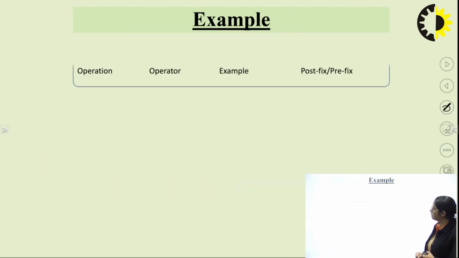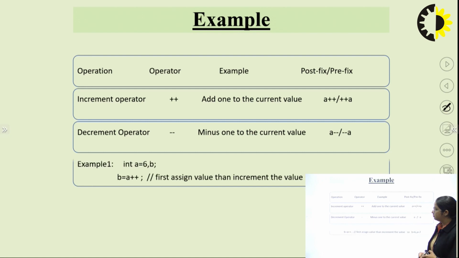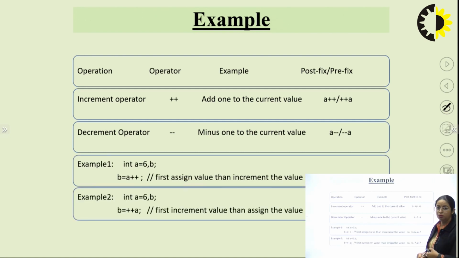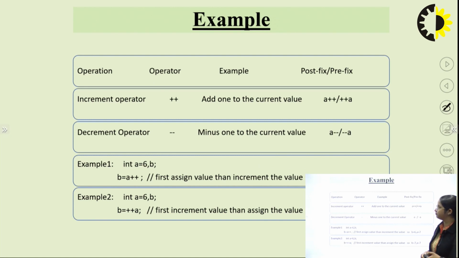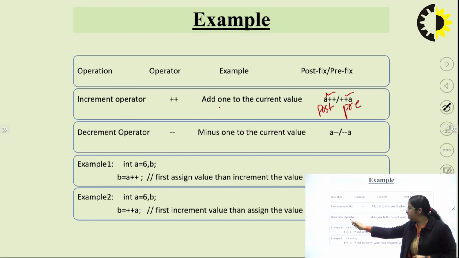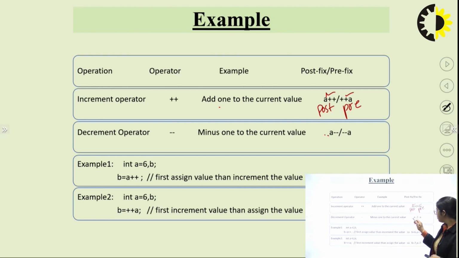Let's take some examples where you can clear it up. We have the increment operator plus plus, which means add 1 to the current value. This is post-increment, and this is pre-increment. Similarly, we have the decrement operator: this is post-decrement, and this is pre-decrement.